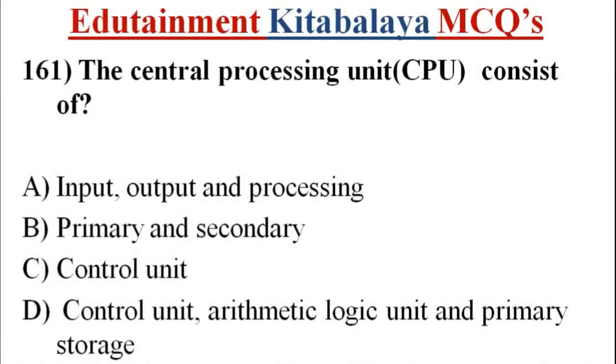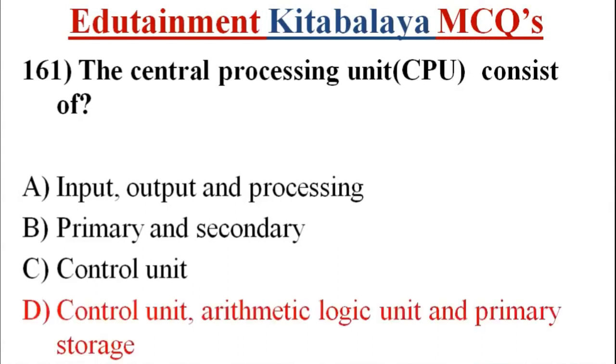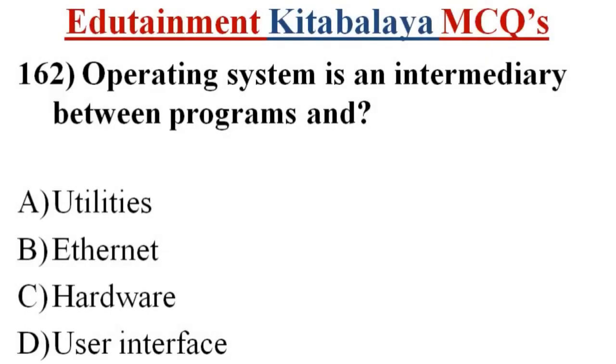Question number 161. The central processing unit CPU consists of? A. Input, output and processing. B. Primary and secondary. C. Control unit. D. Control unit, arithmetic logic unit and primary storage. Correct answer is D.